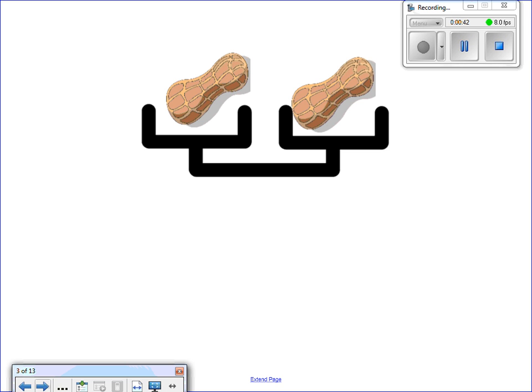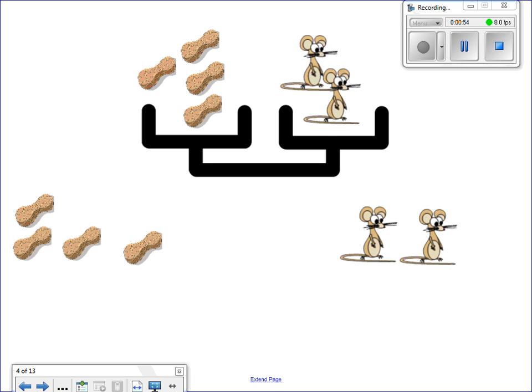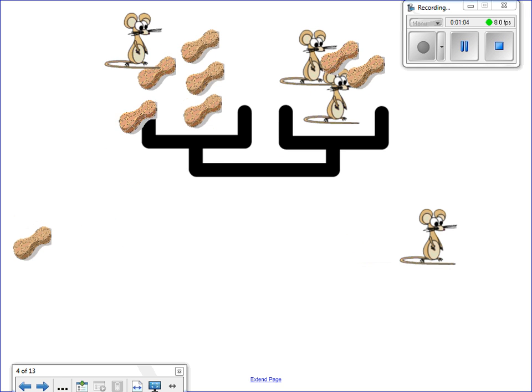Here's another example. Let's take a look here. I have two peanuts and I have one mouse. So that mouse weighs the same as two peanuts. So if I add two peanuts to this side, I have to add a mouse to this side. If I add a peanut to this side, I have to add a peanut to this side.